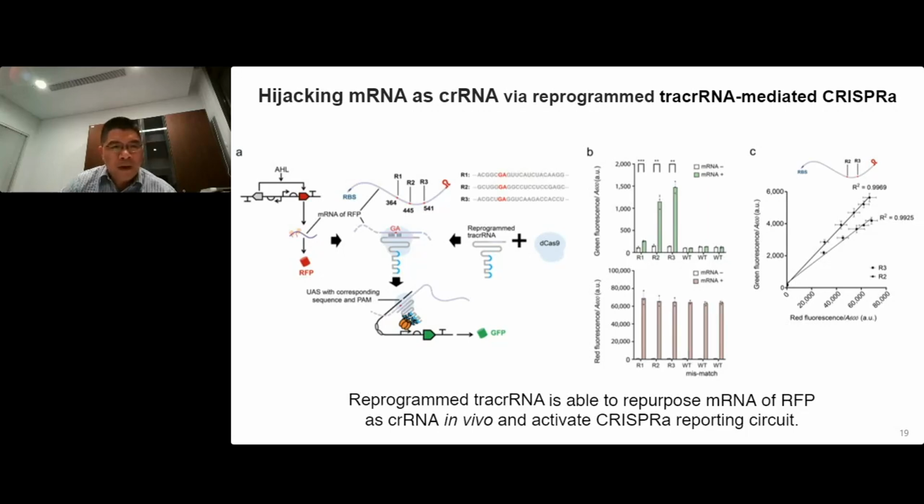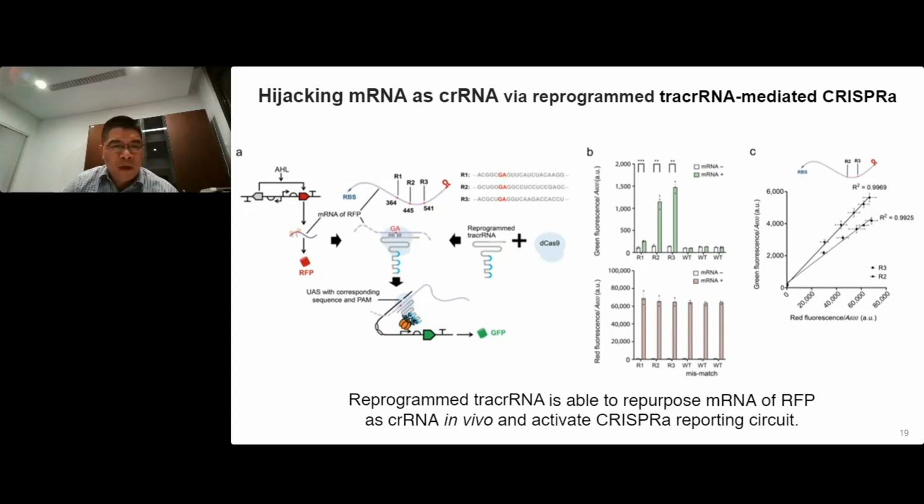Next, we want to demonstrate that we can use the reprogrammed trans-acting CRISPR RNA-based CRISPR reporting circuit to report the presence of specific mRNAs of some gene expression. In this case, we monitor the mRNA of the red fluorescent protein produced from the AHL small molecule-induced promoter here. We designed the CRISPR devices by reprogramming the trans-acting CRISPR RNA so that it can pair with the mRNA of the RFP. If it forms this complex with the dCas9, you can activate the CRISPR-A promoter to produce a green fluorescent protein reporter.